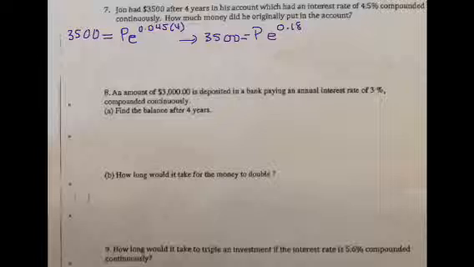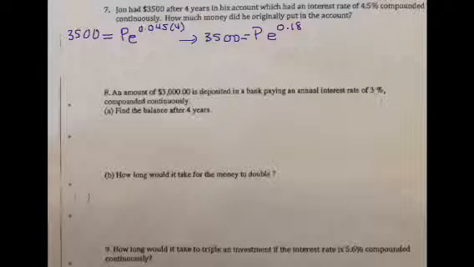So for 7, you're looking for the principal. You're looking for the amount of money you started with. If after 4 years you have $3,500 at 4.5% compounded continuously, how much did you start with in the account? So when you multiply this out, you get 0.18.